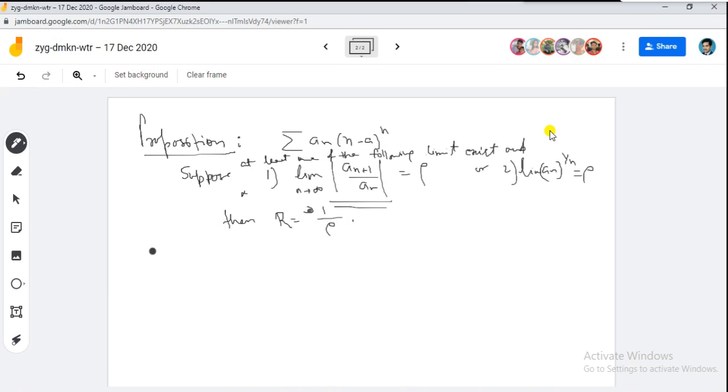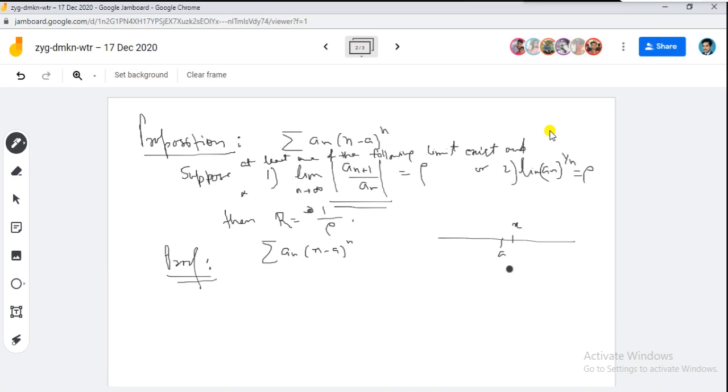So the proof is not very difficult. So proof. This is your power series a_n (x minus a) to the power n. So what you do, first let us fix the point x. So here is your a. Let us fix some point x, and we discuss the convergence of the series at the point x. So we'll apply the ratio test.